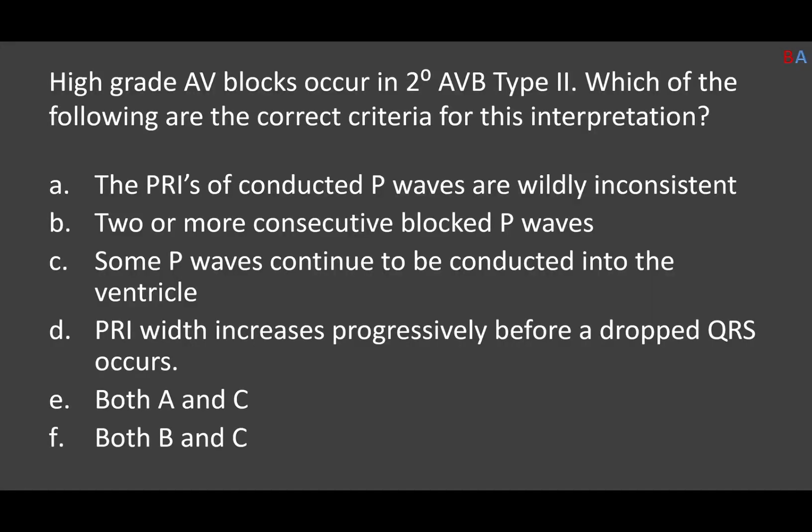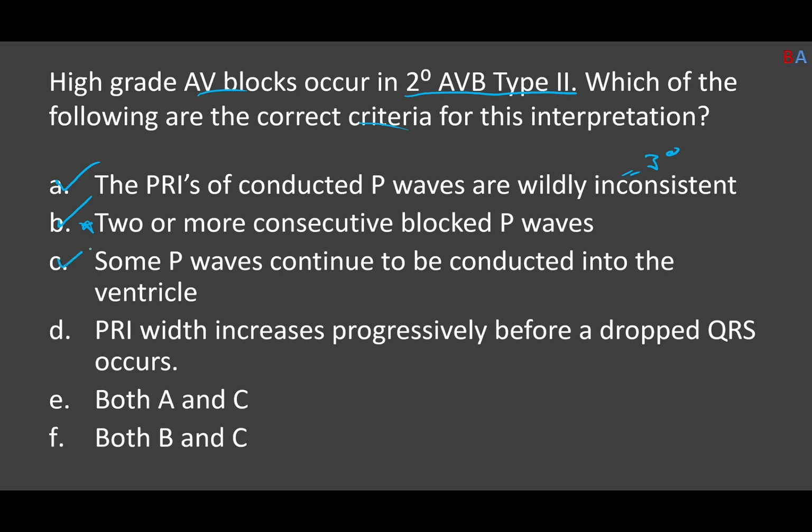High-grade AV blocks occur in second-degree AVB Type II. Which of the following are correct criteria for this interpretation? First, the PRI of conducted P waves are wildly inconsistent. No, that's third-degree block is what we're talking about there. B, 2 or more consecutive blocked P waves. Absolutely, that's actually one of the key criteria of a high-grade AV block.